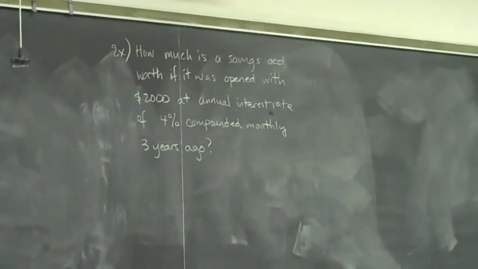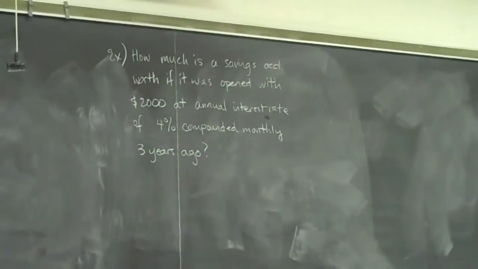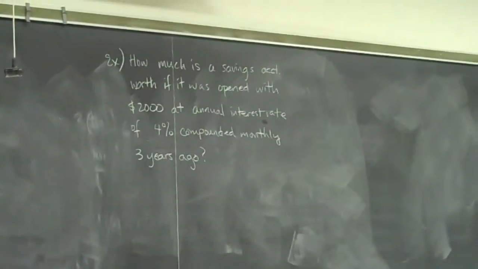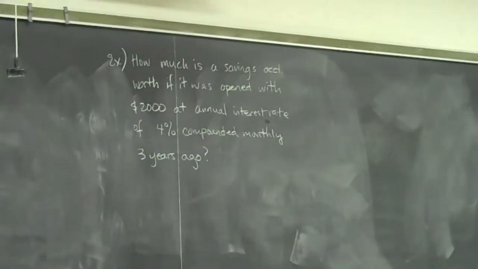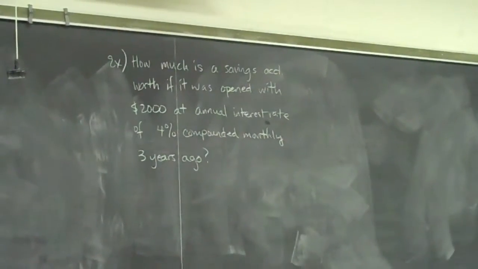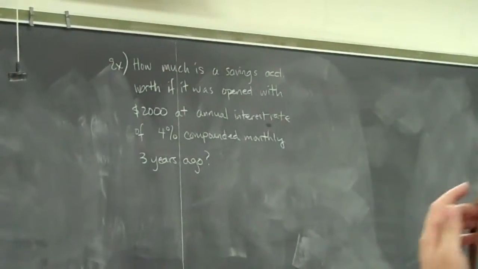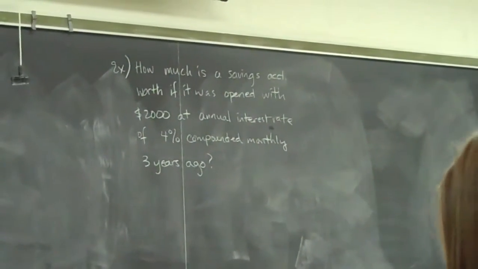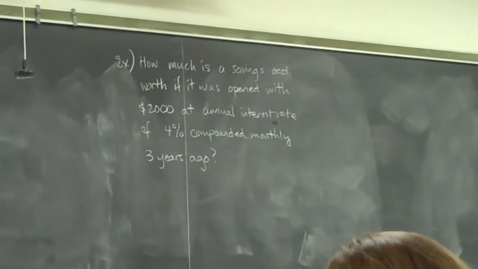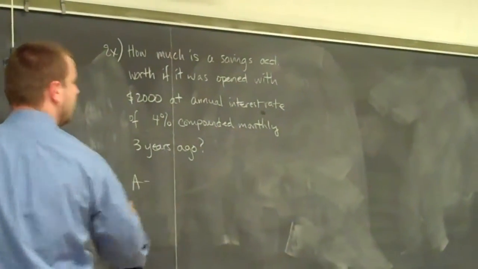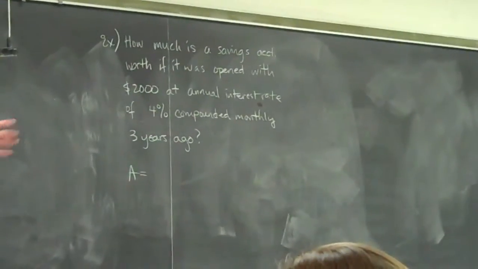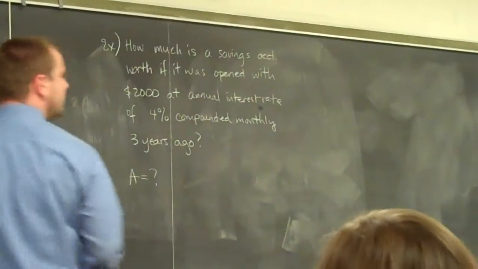And we're assuming that once we opened it with this $2,000, we're not adding anything else to it over time. We opened it and we left it alone. So in cases like this where you have a formula that has lots of variables, I found it to be a really good idea to just label everything first before I plug things in. So the first variable, A. Do I know what A is? No. That's what the question's asking for. How much is this worth after 3 years? What's the accumulated balance? So that's a mystery.